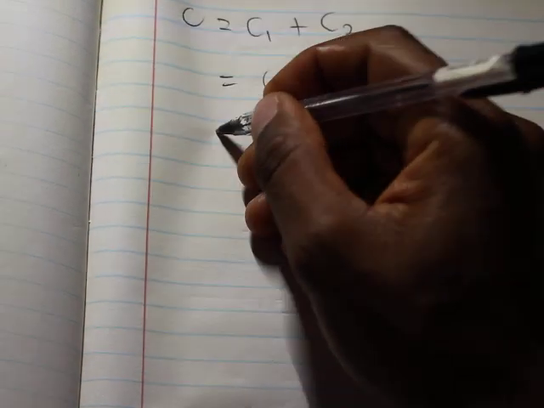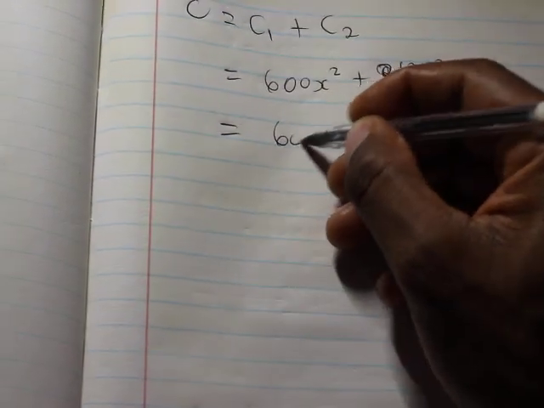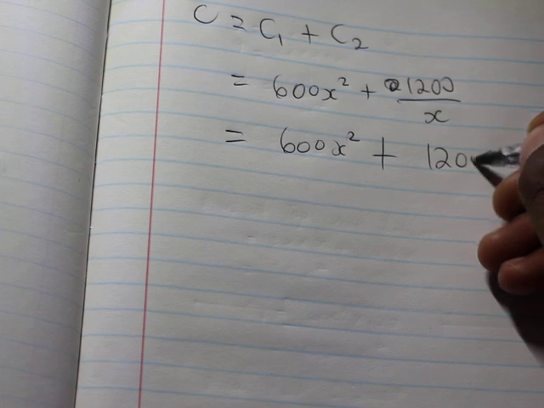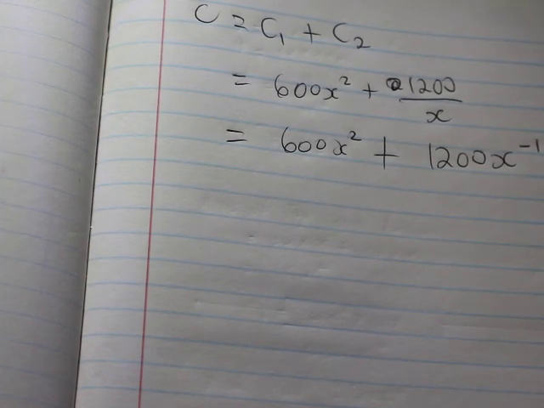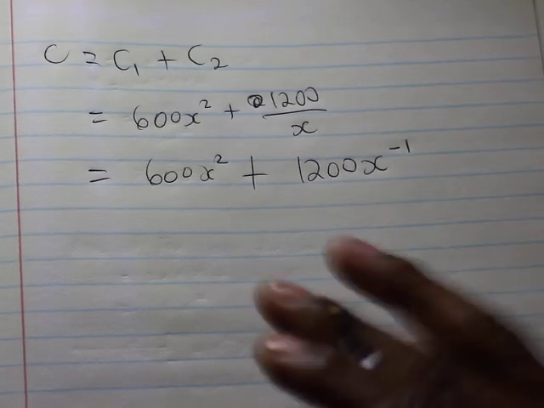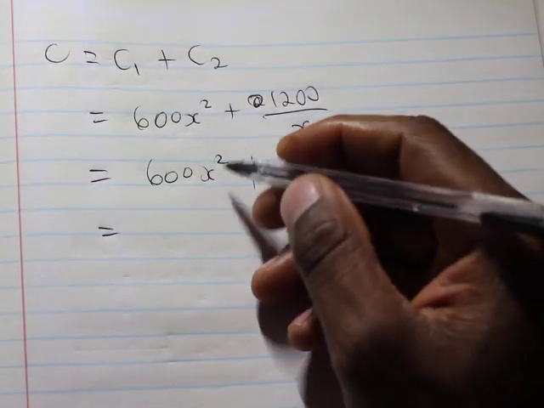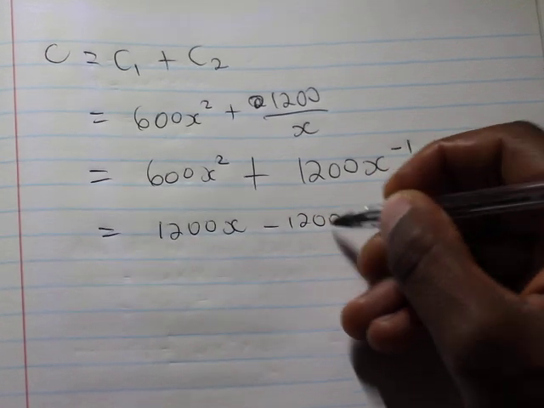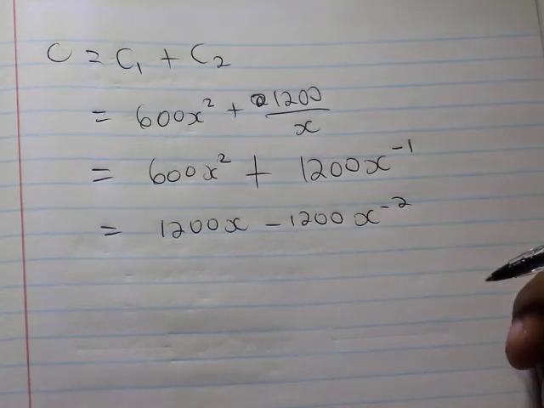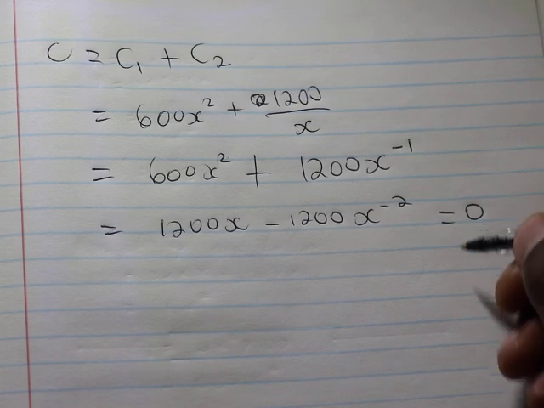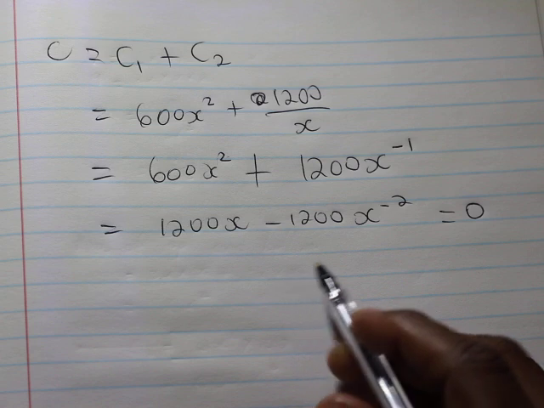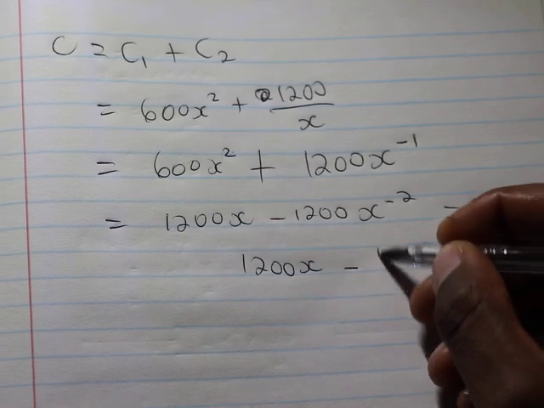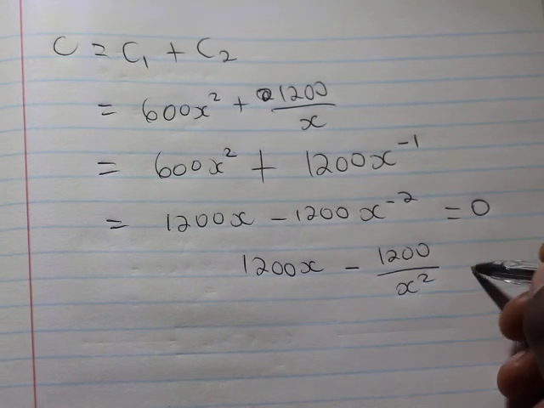To optimize the width, remember what we did in the previous video. We had to rewrite this whole thing before we start deriving, in such a way that the variable that we are trying to derive is in power form, because we want to apply the power rule. So 2 times this, it's 1200, and then minus 1200 x to the minus 2. This we need to equate to 0 if we are trying to optimize. So this becomes 1200 x minus 1200 over x squared is equal to 0.